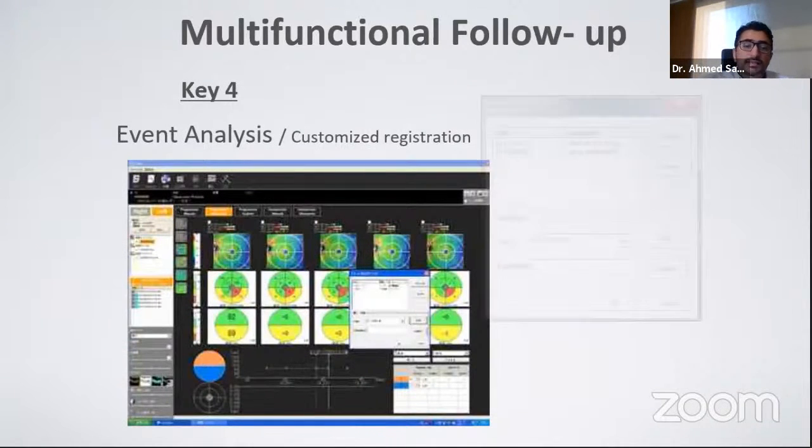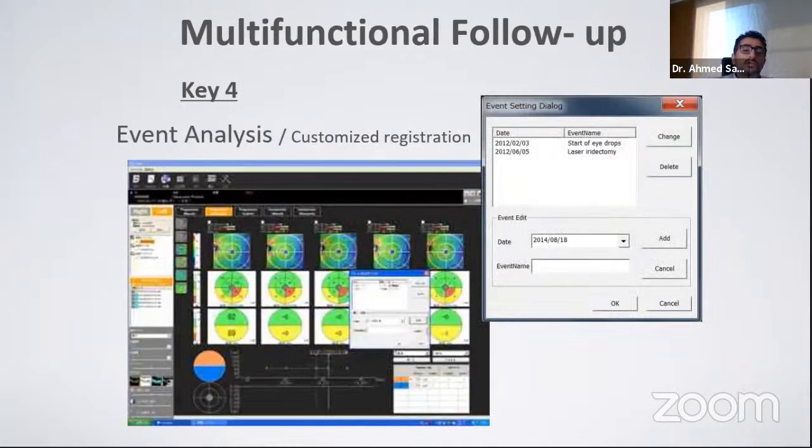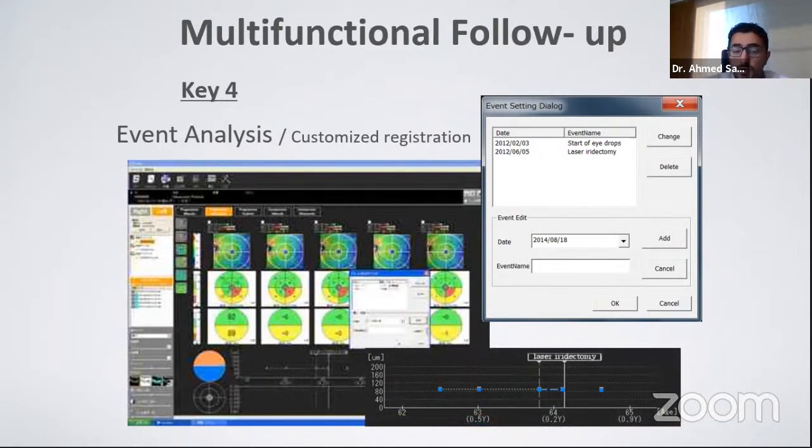Also, we have an event analysis, just for you to be able to identify the difference or the progress of the patient after doing a certain procedure. So let's just put an example that you made an injection for one patient and you want to identify the difference in the thickness before the injection and after the injection. So you just press an event, and you add the date of this event and you add the description, for instance, laser iridotomy or injection or whatever. And then the system will take this as a point of comparison, in which it will display the progress of the patient before this event, identify the event, and then show you the data or the numerical figures of the patient after the event.